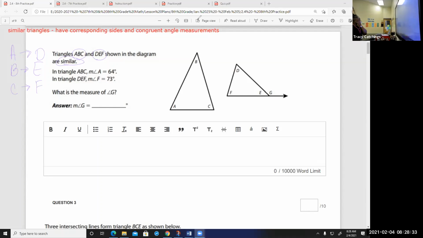And then I'm going to label what they gave me. They told me angle A is 64 degrees. They said angle F was 73 degrees. What other angles can we label just based on what we just stated? What can we label C, Daniel?